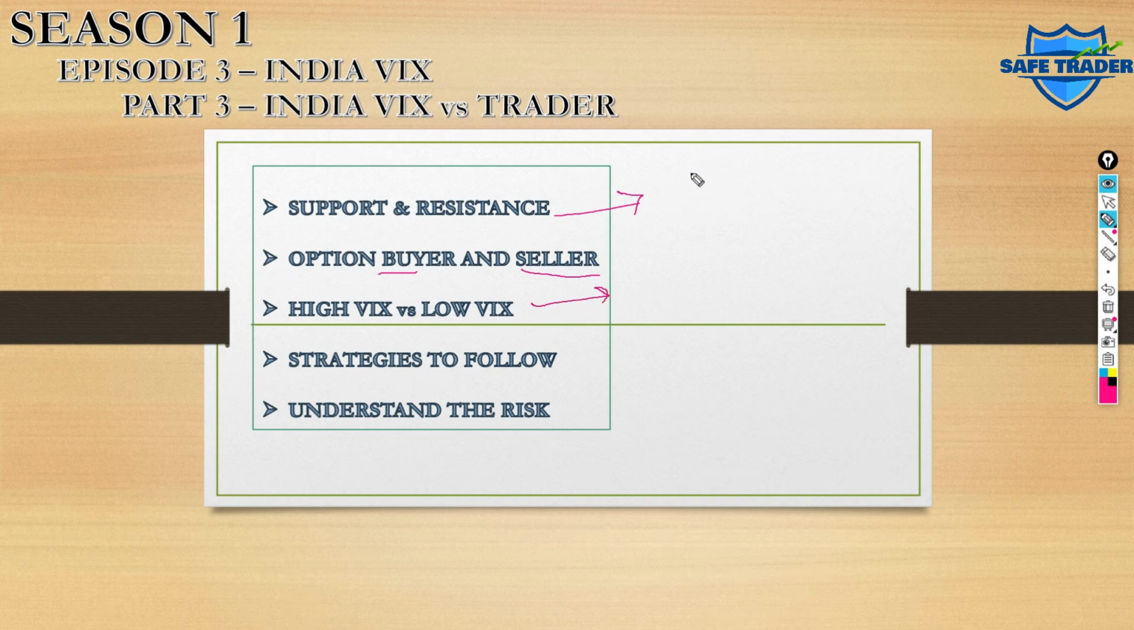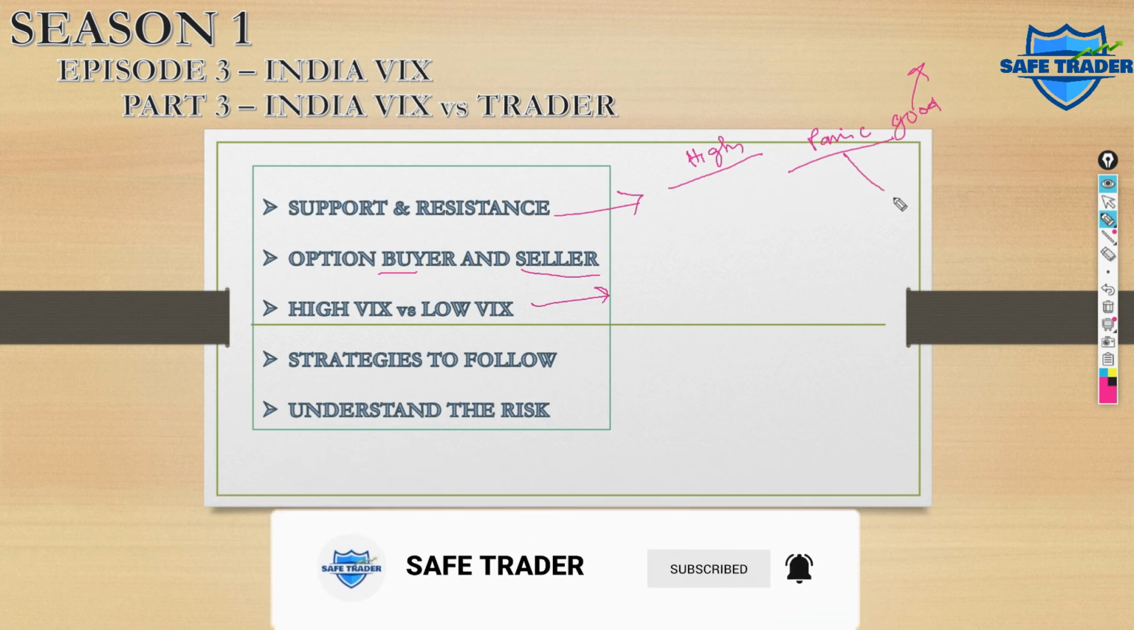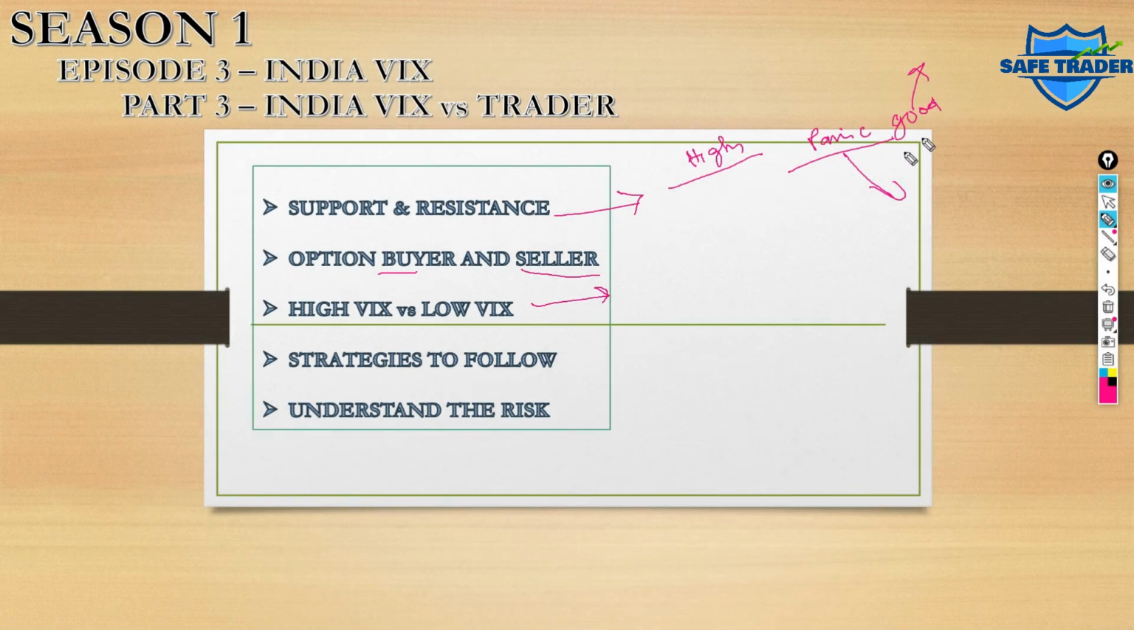Now why is there a high VIX? We have already seen in the previous videos that there is either a panic situation, or there is very good news that makes Nifty shoot up completely, or a panic situation where it falls down completely, and VIX is shooting up. So these two are the situations where there is a high VIX, correct? Now when there is a high VIX, what can an option buyer or an option seller do?